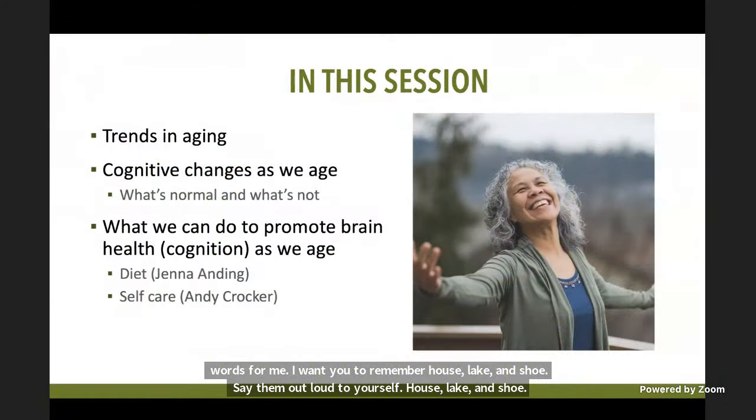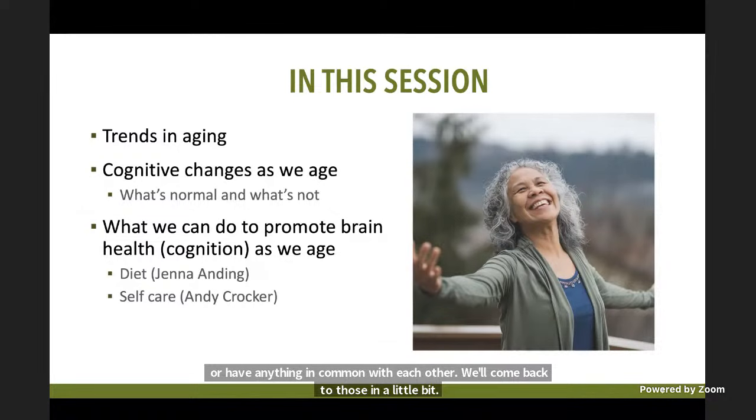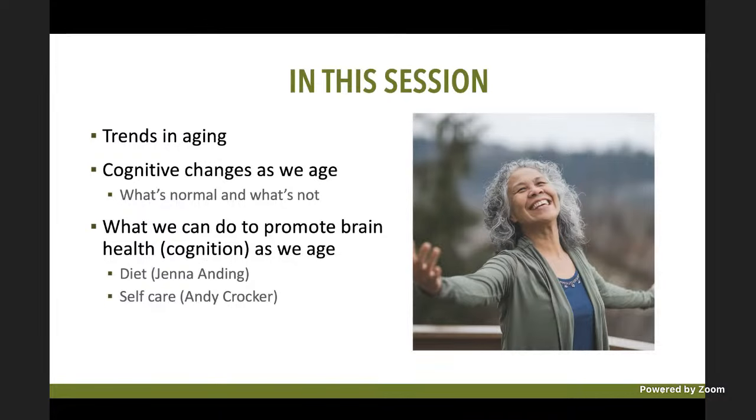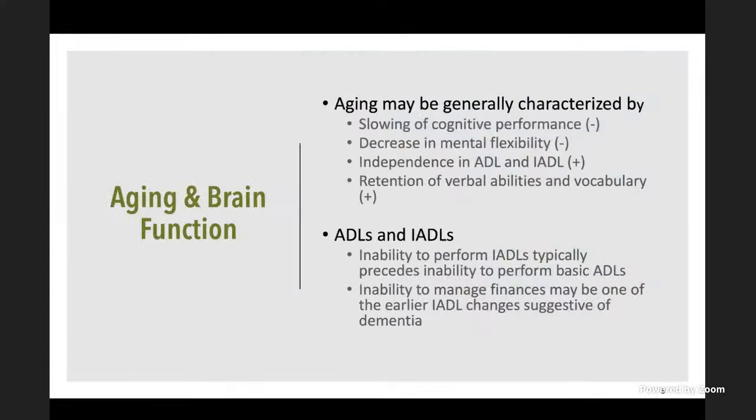So as I said, we're going to talk about some trends in aging and what's normal and what's not. And then we're going to talk about what we can do to promote our brain health as we age. Dr. Anding is going to talk about diet, and then I'm going to talk about some self-care activities that we can engage in to help build our capacity.